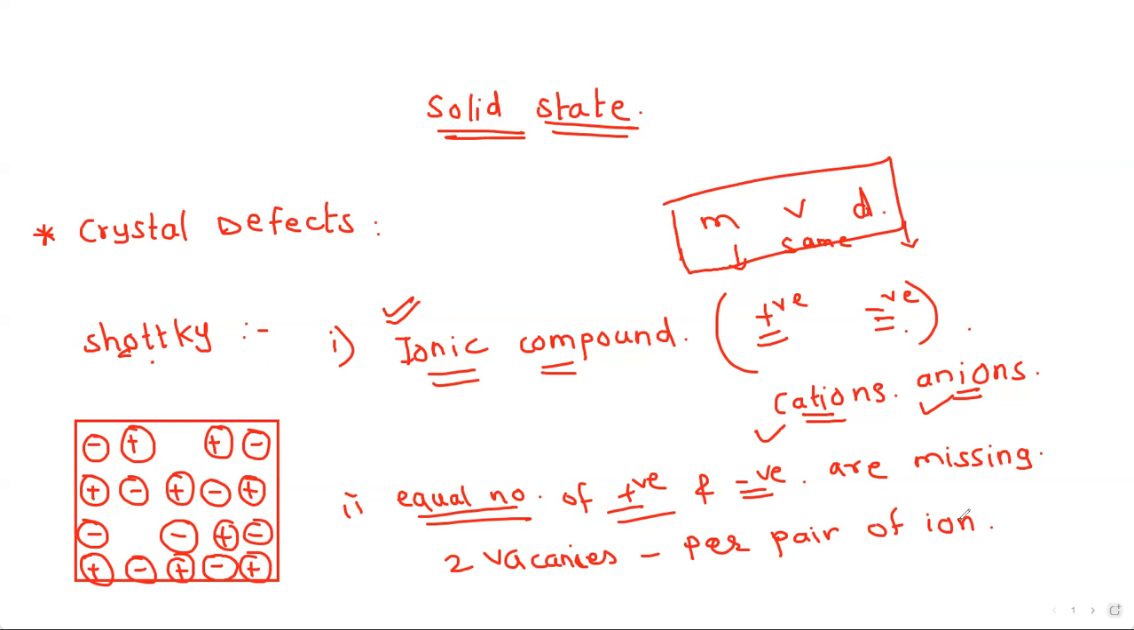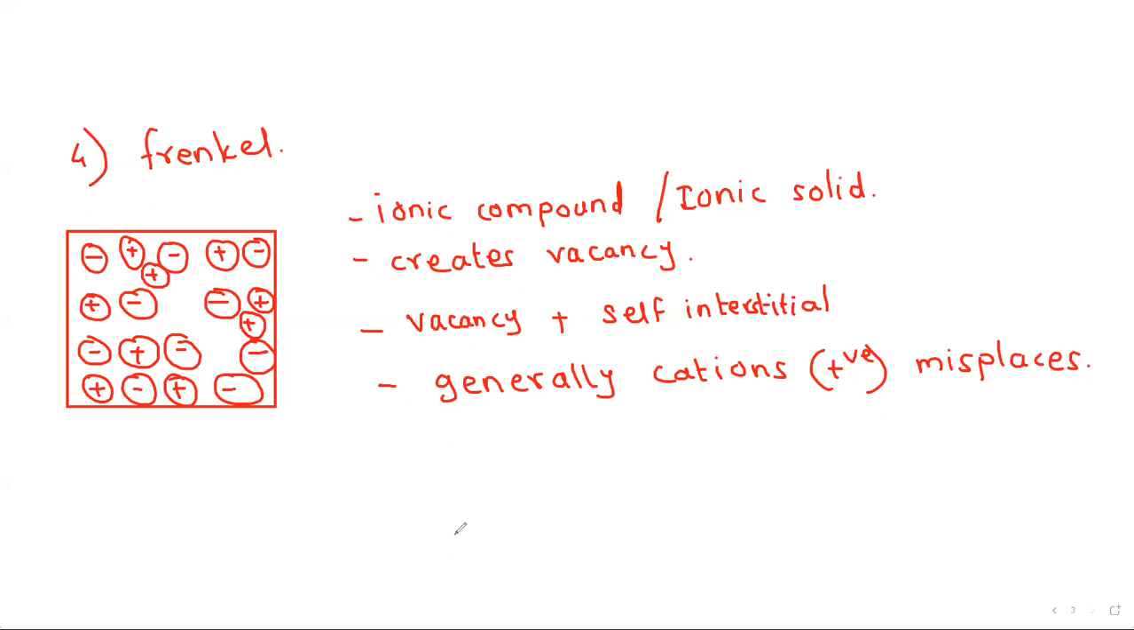Now we will move further to the Frenkel defect, the fourth defect under stoichiometric defects. Now we will see it with the help of a diagram. In the case of Frenkel defect, as you can see in the diagram I have shown, this again happens in an ionic compound or ionic solid, where the particles are nothing but cations and anions. As you can see, there is creation of a vacancy. So basically in this defect, a vacancy is created. How? That we will see further.